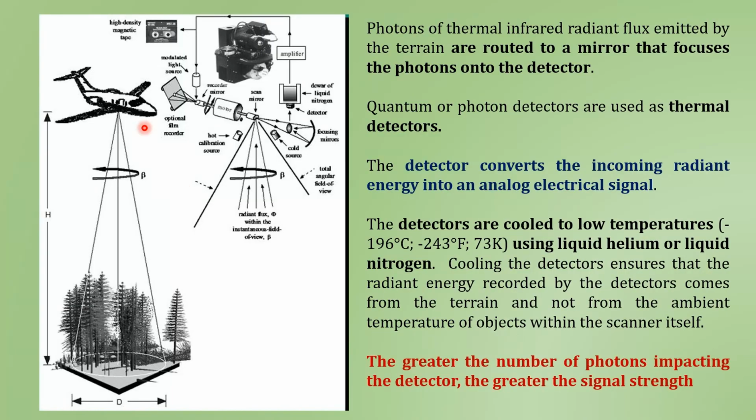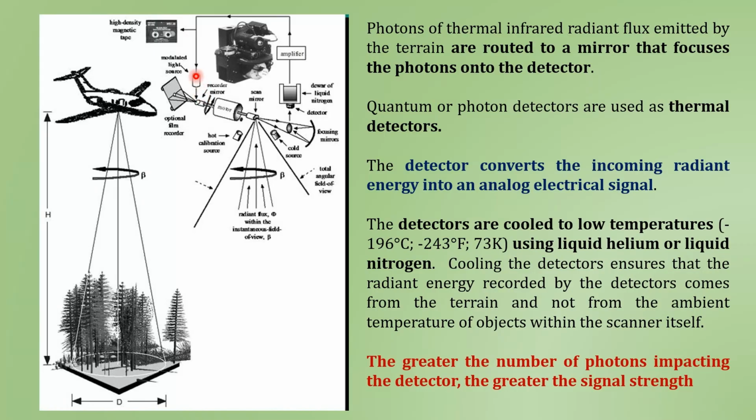As we saw, the airborne thermal scanner system consists of three components. First is the scanning system, second is the detector part, and third is the recording subsystem. So here we can see this is the scan mirror which is rotated with the help of a motor, and here we have one hot calibration source. This is the cold calibration source. Here we have the focusing mirror. Then this is the detector which is cooled with the help of liquid nitrogen. Then we have the amplifier, and here we have the high density magnetic tape.